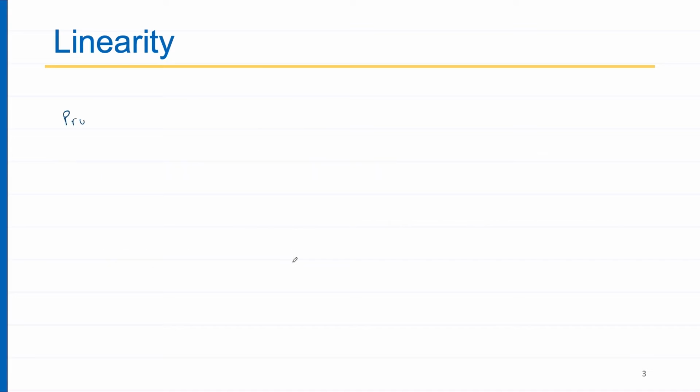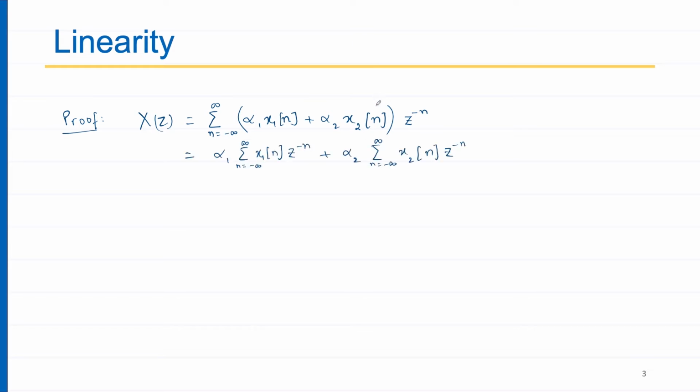Okay, so the proof of linearity: we know by definition X(z) will be the Z transform of this linear combination. Now we can open up the brackets and take the summation inside, and we see, yes, indeed it is a linear combination. That's it.